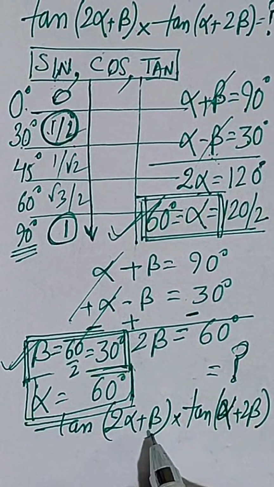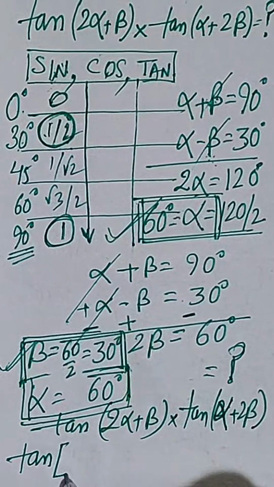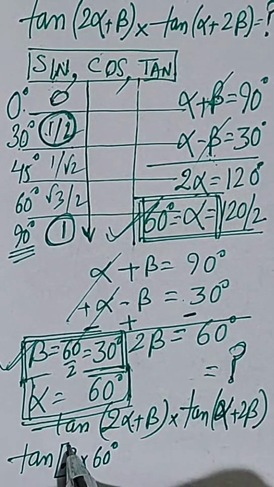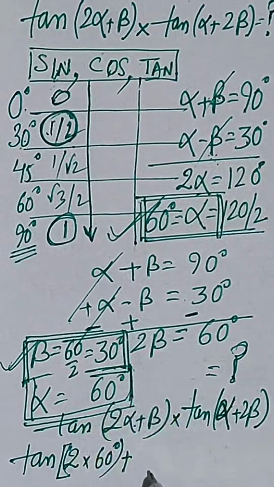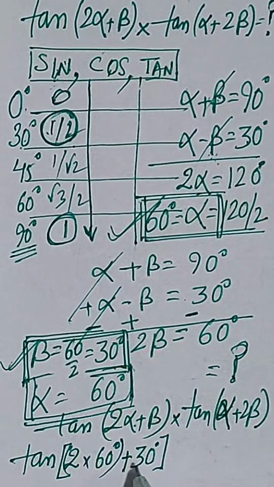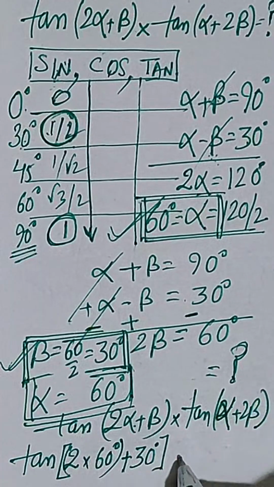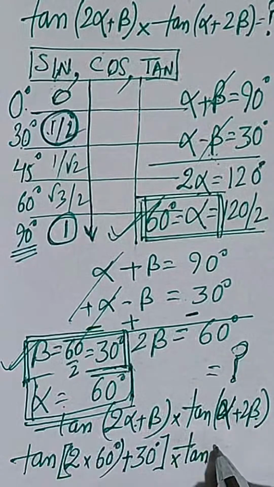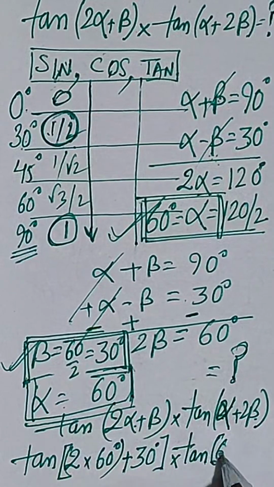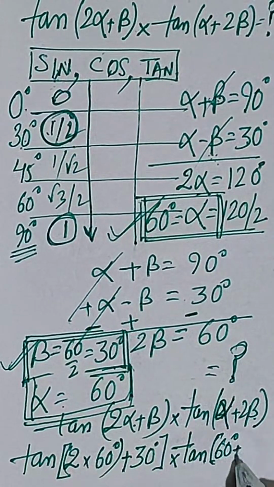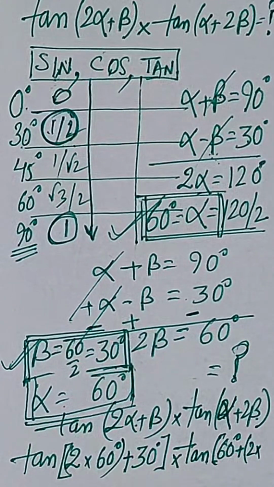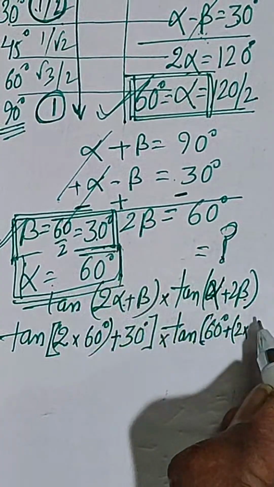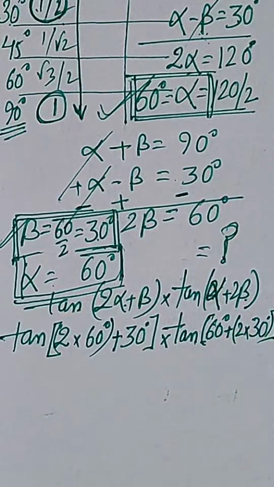So here tan of 2 alpha plus beta will be nothing but tan of 2 times alpha. Alpha is 60, so it will be 2 times 60 degree plus beta. Beta is 30. Just simple arithmetic calculation, nothing else. Multiplied with tan of alpha plus 2 beta. What is alpha? Alpha is nothing but 60, and 2 beta, that is 2 multiplied with, what is beta? Beta is 30. 2 multiplied with 30 degree, right?